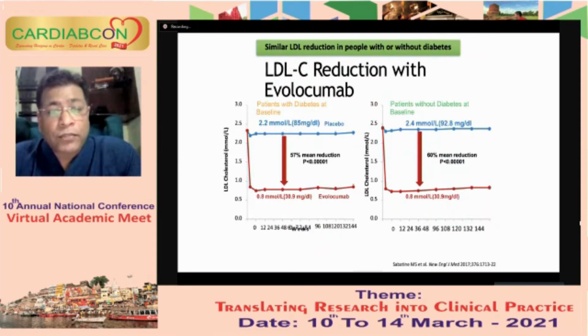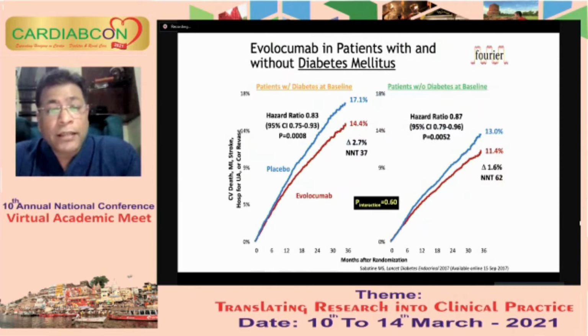This was patients with diabetes at baseline and patients without diabetes at baseline. There was not much of a difference, but here lies the difference. There was an NNT of 37 patients as compared to an NNT of 62 in non-diabetic patients. So without diabetes, we have to treat 62 patients to get the benefit in terms of CV death, MI, stroke, hospitalization for unstable angina, or coronary revascularization. But we need to treat only 37 patients with diabetes, with statin plus PCSK9 inhibitors, to get the benefit.